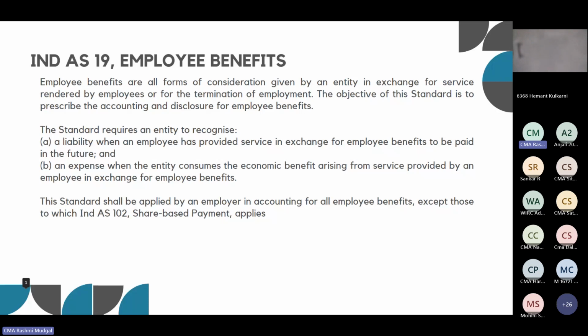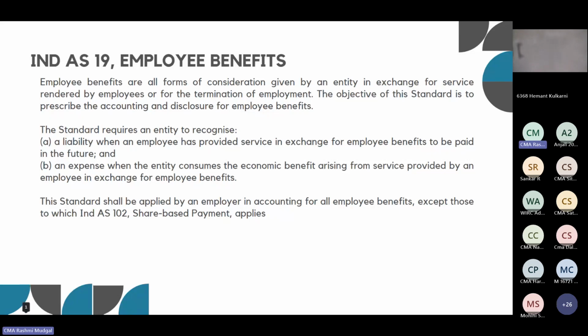The objective of the standard is to prescribe the accounting and disclosure of employee benefits. The standard requires an entity to recognize a liability when an employee has provided service in exchange for employee benefits to be paid in the future, and an expense when the entity consumes the economic benefit arising from the service provided by an employee in exchange for employee benefits. The standard shall be applied by the employer in accounting for all employee benefits except those which are in AS 102, share-based payment. So there that will not be applicable.